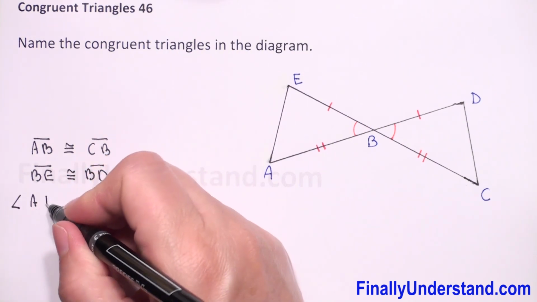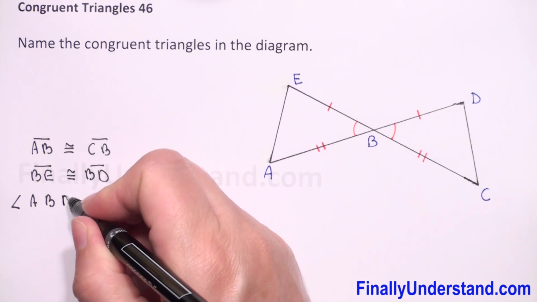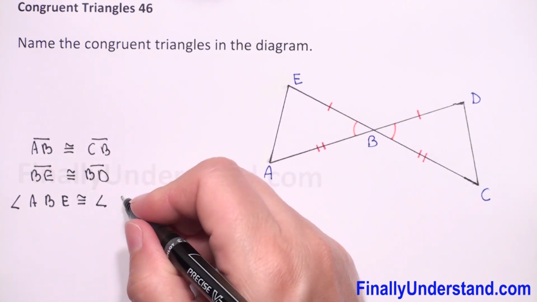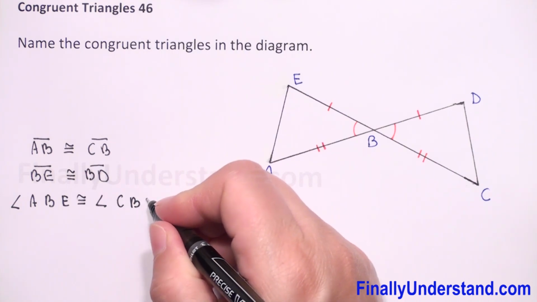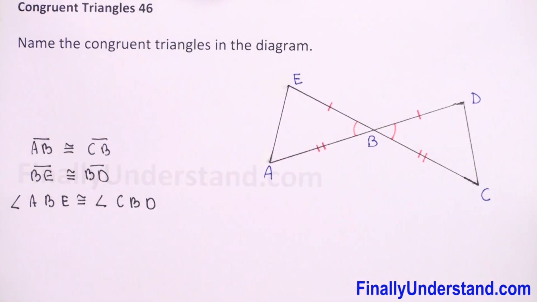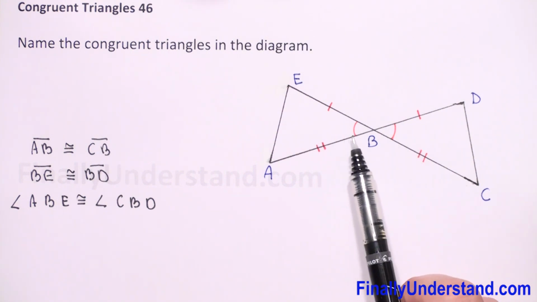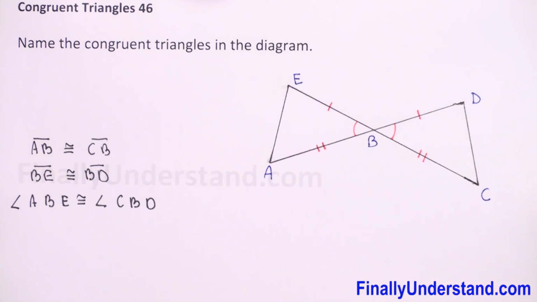Angle ABE is congruent to angle CBD. So we have given two sides and the angle between these two sides that they are congruent.